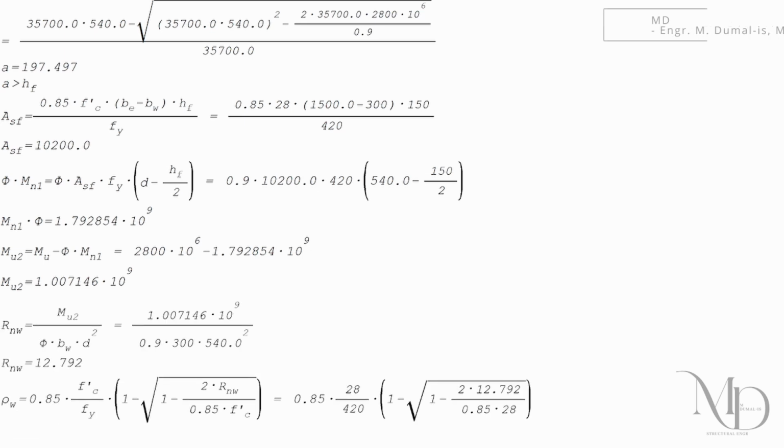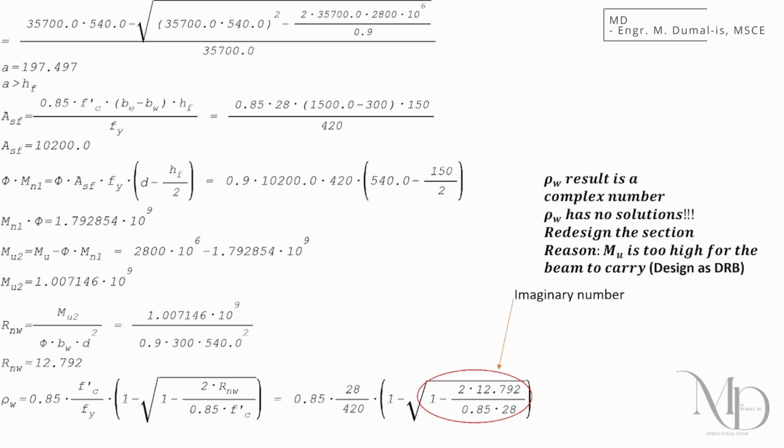We'll use the value of Mn2 to solve for the value of Rnw and subsequently to solve for the value of ρw. In this example, the value of ρ is an imaginary number. This means that the value of the external load exceeds the maximum moment that would allow it to be classified as a singly reinforced beam. Therefore, we'll have to stop the calculation here and declare that this beam should be designed as doubly reinforced. We will not proceed further with the design iteration of this problem and move forward to the next example.